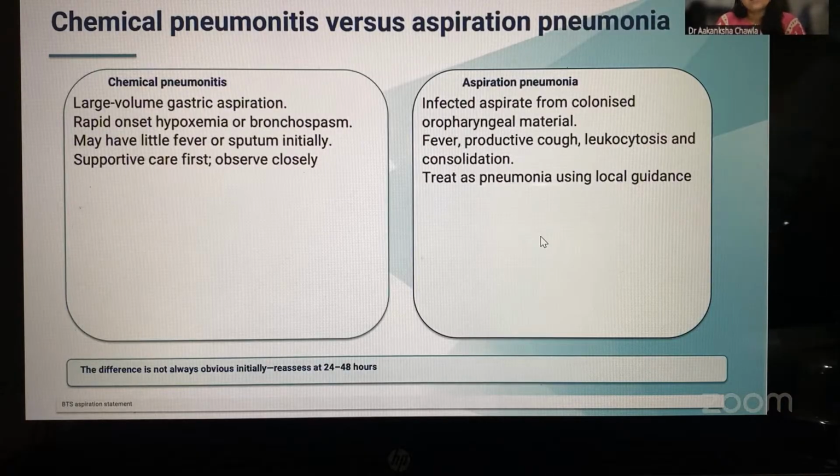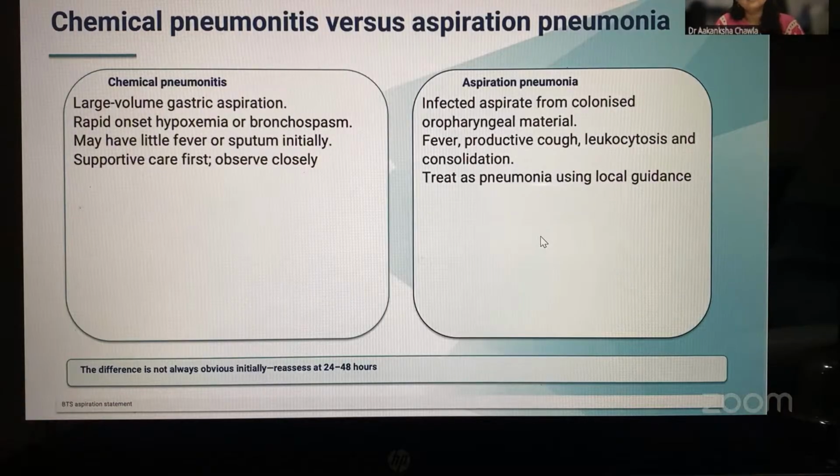So when you talk about aspiration, aspiration can have a presentation of chemical pneumonitis or aspiration pneumonia. So what is chemical pneumonitis? Chemical pneumonitis is large volume gastric aspiration. What would it cause? It would cause rapid onset hypoxemia or bronchospasm. The patient may have symptoms or may have a little fever or sputum, and generally the treatment for this is supportive first, and you have to observe, not add an antibiotic.